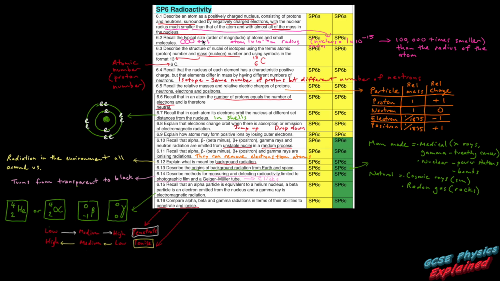You've got to be able to recall the typical size of atoms and small molecules. So if we say that an atom radius was 1 × 10⁻¹⁰ meters, make sure you know that value, because that could be worth 1 mark in an exam. If you've got a molecule, that could be 3 atoms joined together. So in other words, it's 3 × 10⁻¹⁰. And the radius of the nucleus is 100,000 times smaller than the radius of the atom, approximately. So that'll be 1 × 10⁻¹⁵. So make sure that you know these values.